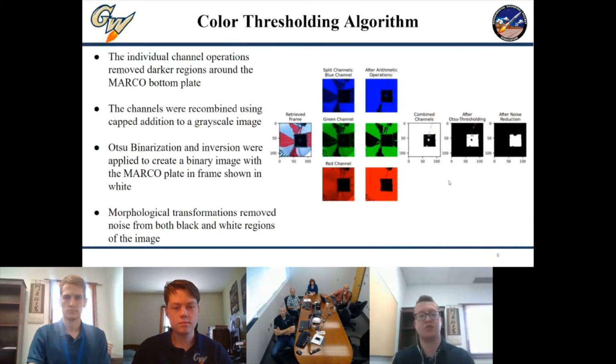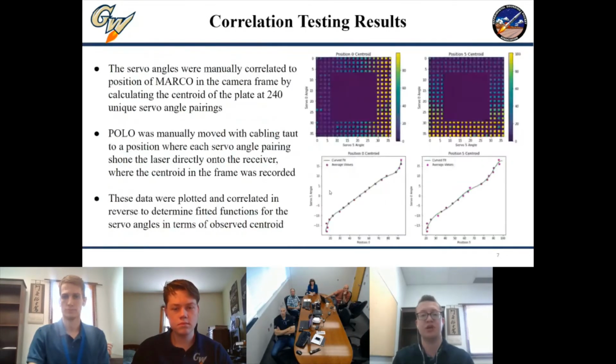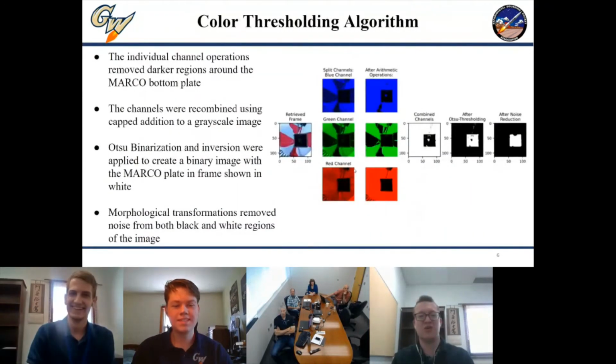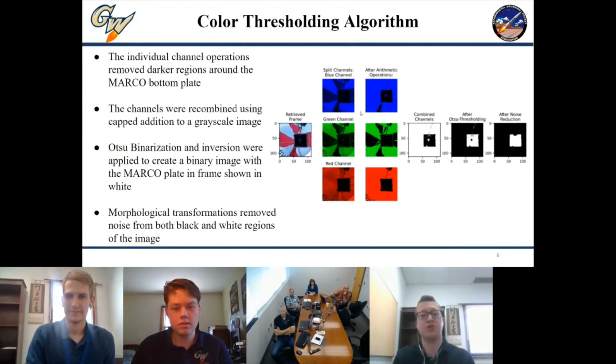Specifically, we performed arithmetic operations on the individual blue, red, and green channels of the image. And by doing this, we were able to remove darker regions around the Marco bottom plate. And then once these modified channels were recombined with capped addition into a grayscale image, we used Otsu binarization and inversion to transform that grayscale image into a binary image with a minimal amount of noise.